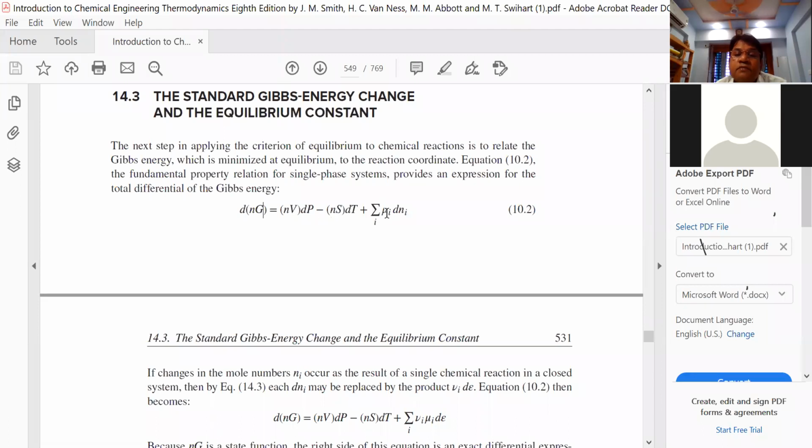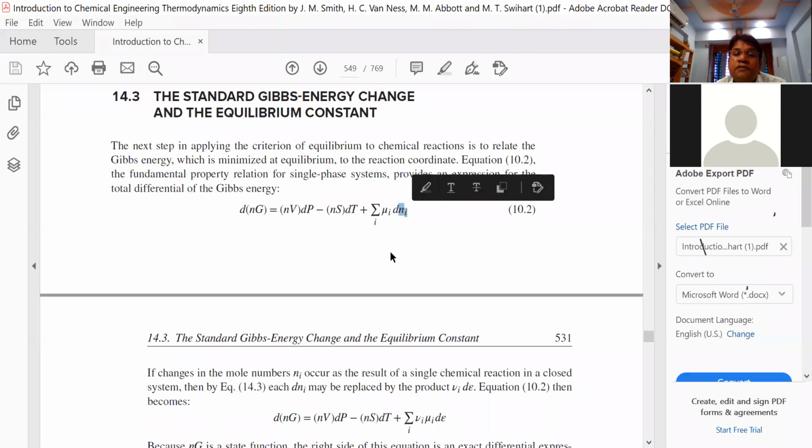Here i is the species, mu i is the chemical potential of the ith species, and dni is the change in moles of the ith species. So at constant temperature and pressure, the first terms will vanish; this will be 0 at constant pressure and temperature. So we will have d(nG) is equal to summation over i of mu i dni.